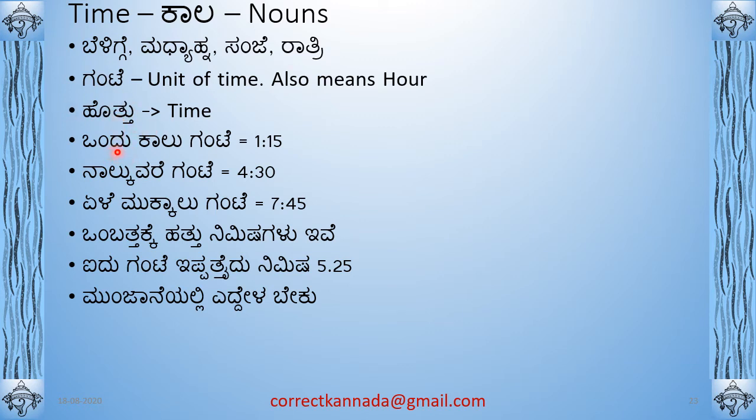Undu kalu gante, 1:15. Undu kalu. Kalu means quarter. Okay. Nalkuvare, right? Nalkuvare gante, 4:30. Are means half. ಏಳೇ ಮುಕ್ಕಾಲು ಗಂಟೆ. ಏಳು means 7. ಮುಕ್ಕಾಲು means 3/4. Okay, ಮುಕ್ಕಾಲು. ಕಾಲು, 3 times of ಕಾಲು is ಮುಕ್ಕಾಲು ಗಂಟೆ. Okay.